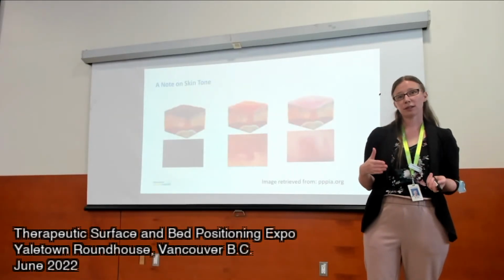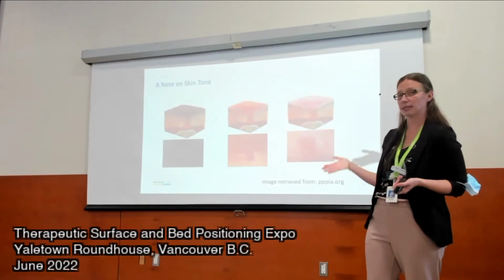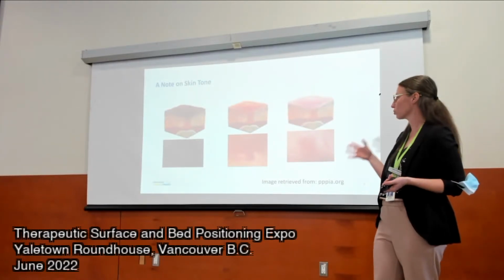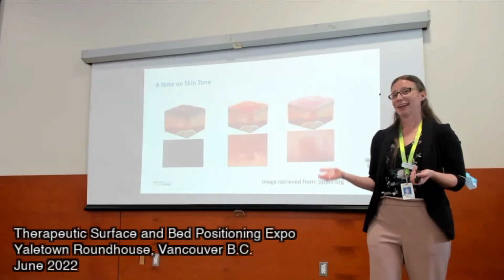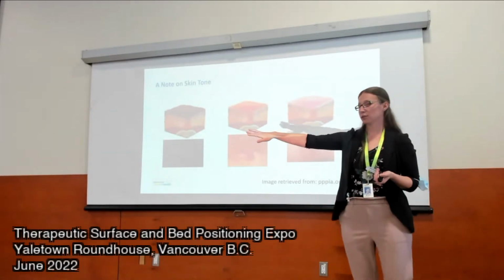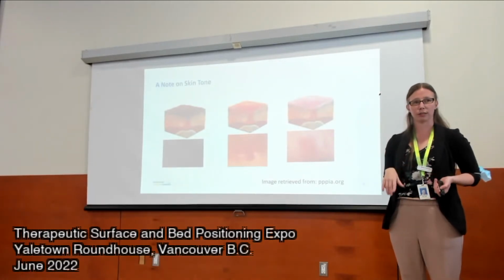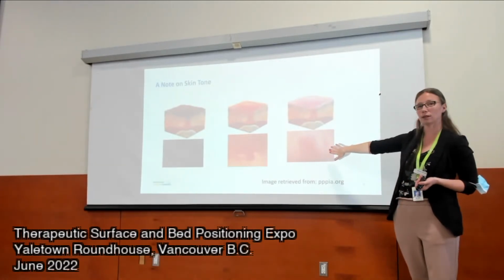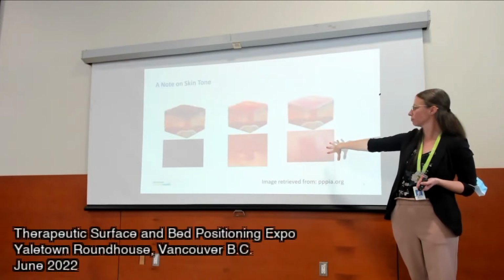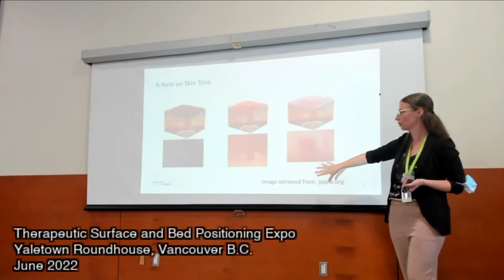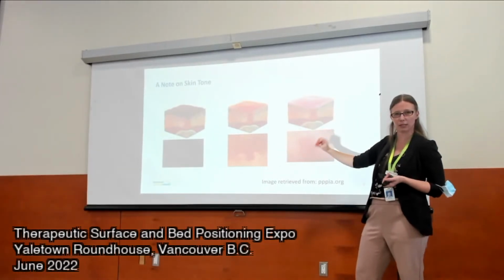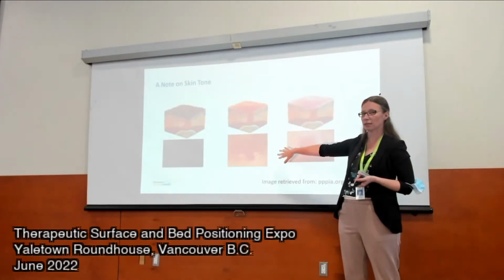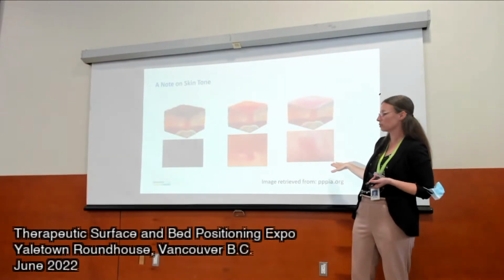Something that's not included on the Braden is skin tone. So historically, we have all been told to look for red spots. These are all images of a stage 1 pressure injury. So in this one here, you can see a red spot. This is a lighter skin tone. This one here, you can see something, but it's not quite as clear. So that's an Asian skin tone. So compared to the lighter skin tone, there's something, but not quite as obvious.